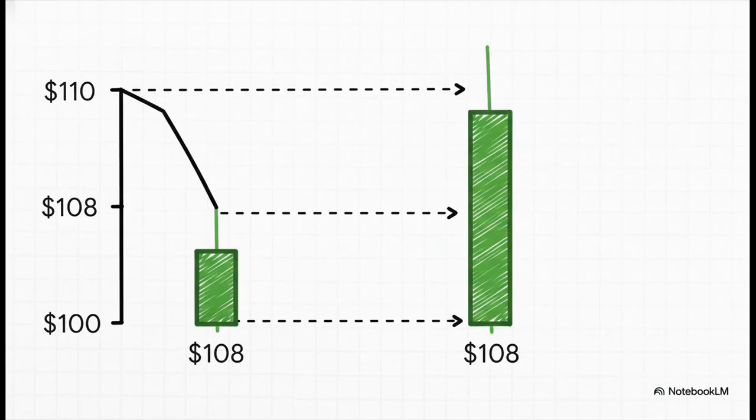So what does that little drama look like as a candlestick? It looks exactly like this. It's green, right? Because the price closed at 108, which is higher than the 100 it opened at. The real body shows that $8 gain. And that little adventure up to $110 that didn't stick, that's what creates our upper wick.